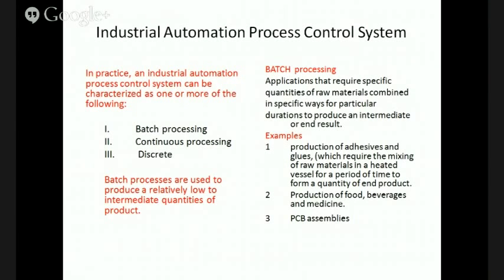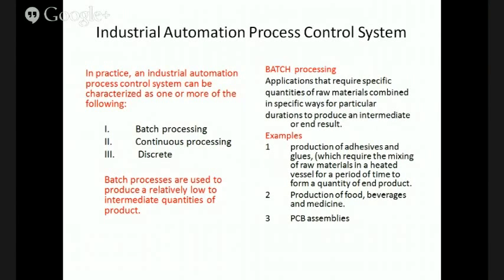Industrial automation process and control. You see, you have batch processing, you also have continuous processing, and you have discrete also. In practice, an industrial automation process control system can be characterized as one or more of the three types, which is batch, continuous processing, and discrete.